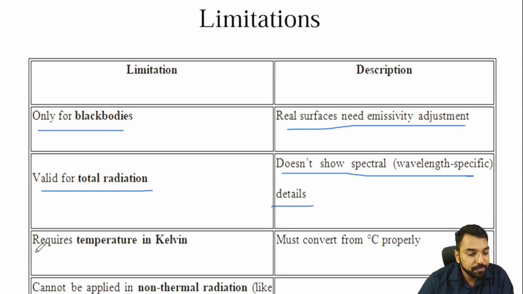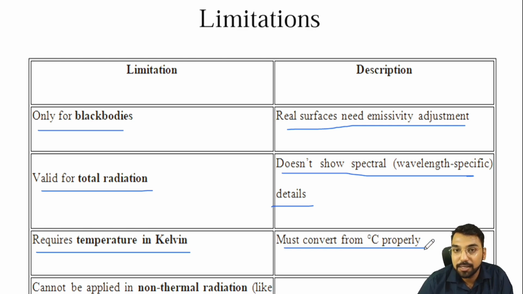It requires temperature in Kelvin. This is a must condition in the Stefan-Boltzmann law. You have to convert the temperature from degrees Celsius to Kelvin. It can't be applied for non-thermal radiation like laser. This is one of the exceptions. So it is not applied for non-thermal radiation where there is no temperature difference.